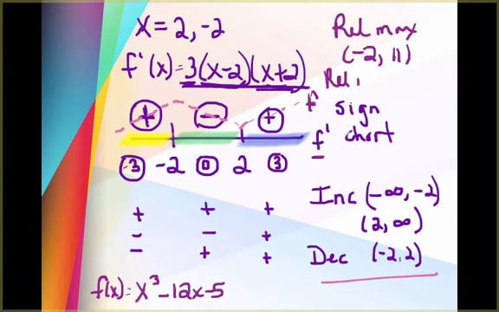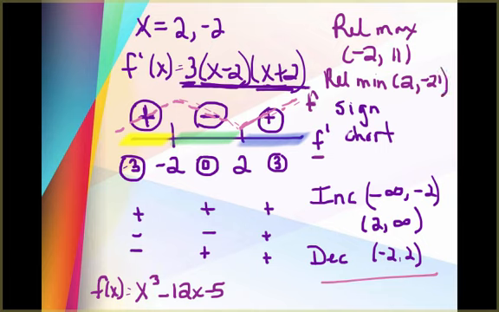Then we also have a relative min. And if you'll look, we're again looking at this part where our graph was decreasing and then increasing. So that tells me that I have a relative min at positive 2. And then again, substituting that into my original f of x function, I get that my y value was negative 21. So that's where my relative min would be located.